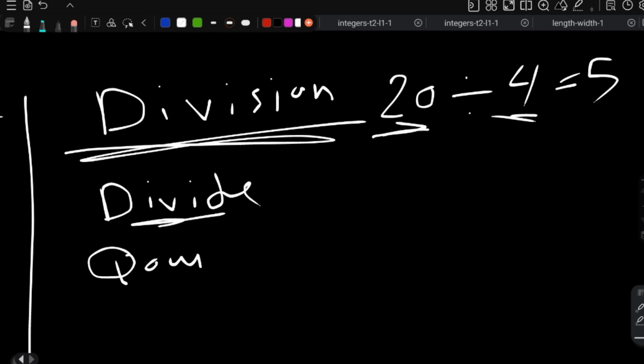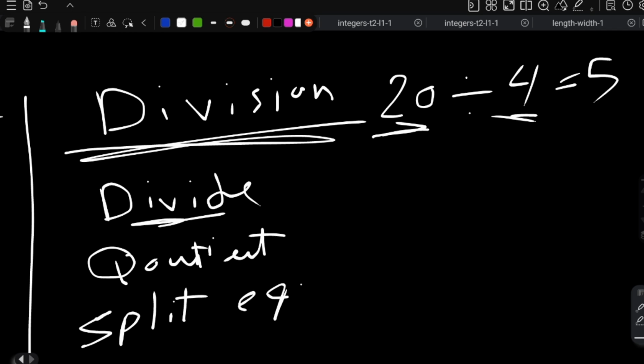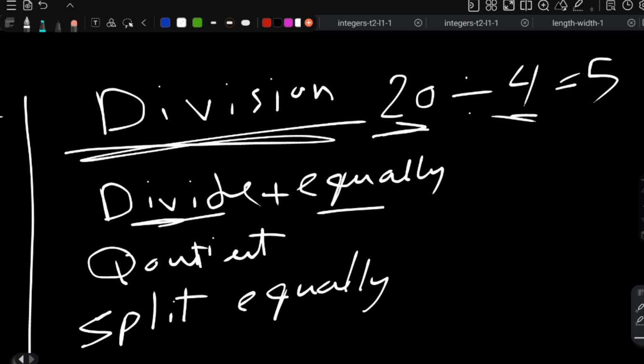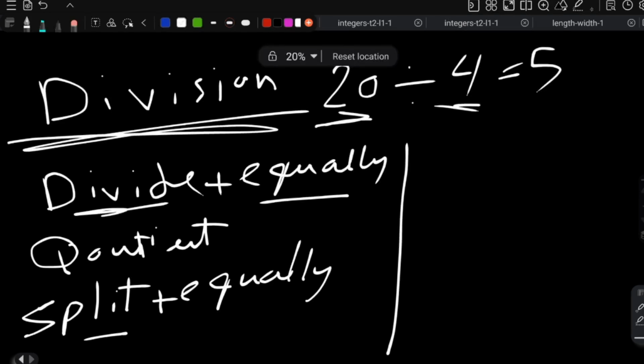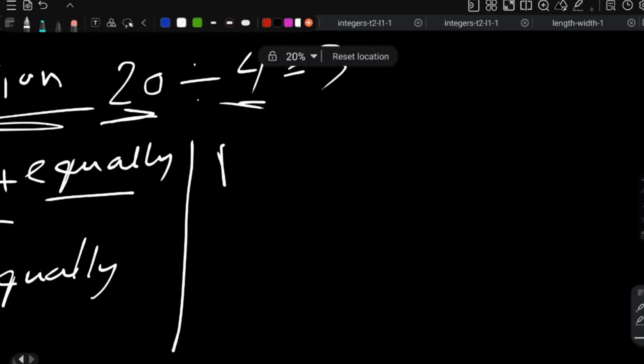You will see quotient, Q-U-O-T-I-E-N-T, quotient. Or I can say each, or split. Split means divide also: split equally, or divide equally. This can come with "equally" or without. And the last word from the first lesson, you remember, the distribution. Distribute.